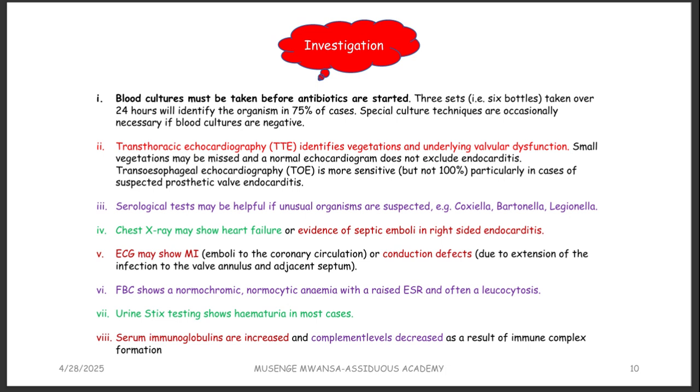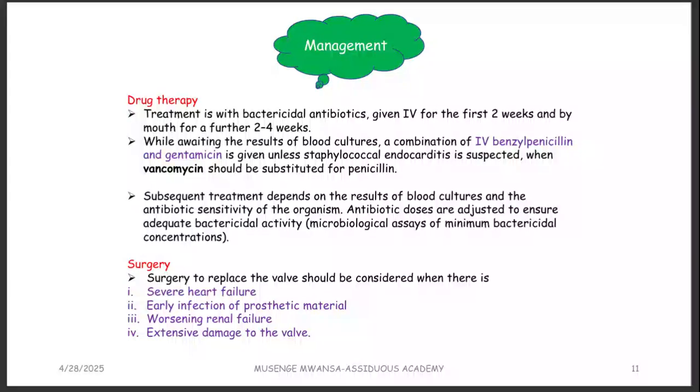Urine dipstick is going to show hematuria. Now, this hematuria, you don't pick it up macroscopically, like looking at it macroscopically. It's microscopic. The serum antibodies are going to be increased, while the complement levels are going to be decreased because of the immune complexes.